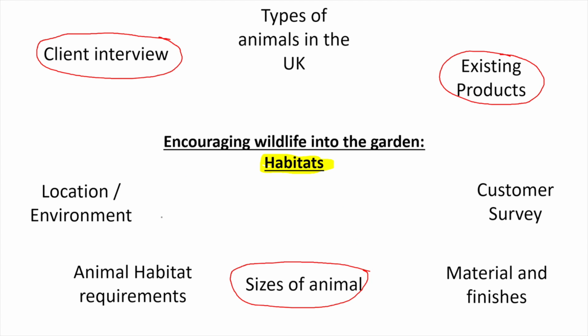I'm also going to want to look at what type of habitat a different type of animal likes. So if I'm doing a hedgehog house, for example, I'm going to want to know what type of habitat a hedgehog likes. Is it going to like a dark and dingy and damp area, or is it going to want a light, easy to access area? Again, a hedgehog house is going to need different requirements to a bird house. So you need to do the research based around those.